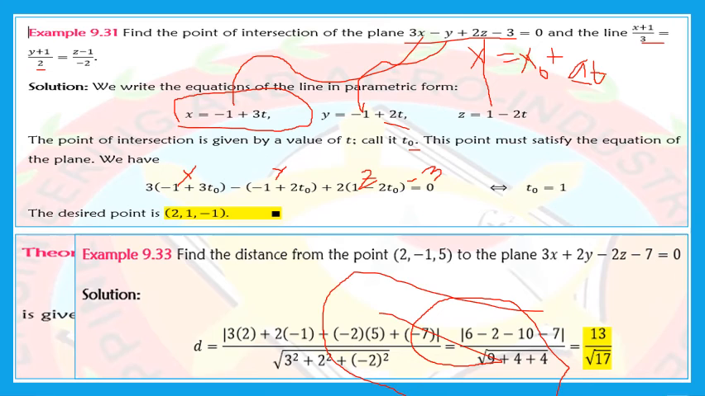Our A here is 3, then our B is 2, then C is negative 2, and D is negative 7. Then our x here is 2, y is negative 1, and 5 is the z. So, we obtain d is equal to 13 over the square root of 17.